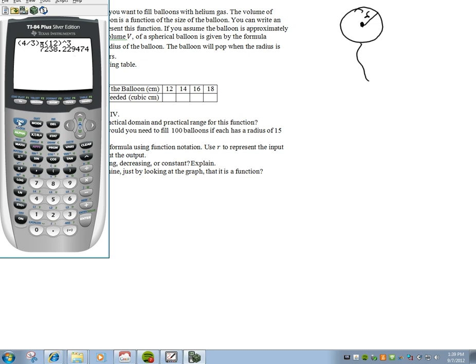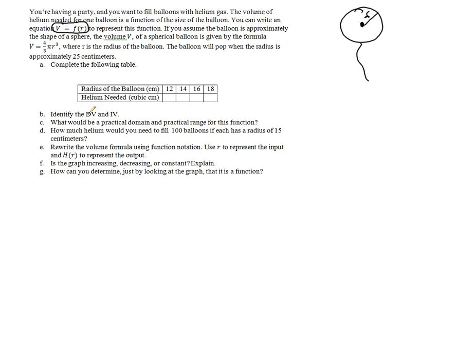Now we do the same thing. If you hit second enter, that will pull up your last entry, and now all you need to do is change your 12 to your 14. And you can continue going this way. One trend that we'll notice is that as you increase the radius, the amount of helium needed also increases. The dependent variable and the independent variable is the equivalent to saying output and input. Volume is the output, and input is the radius, because volume is a function of that.